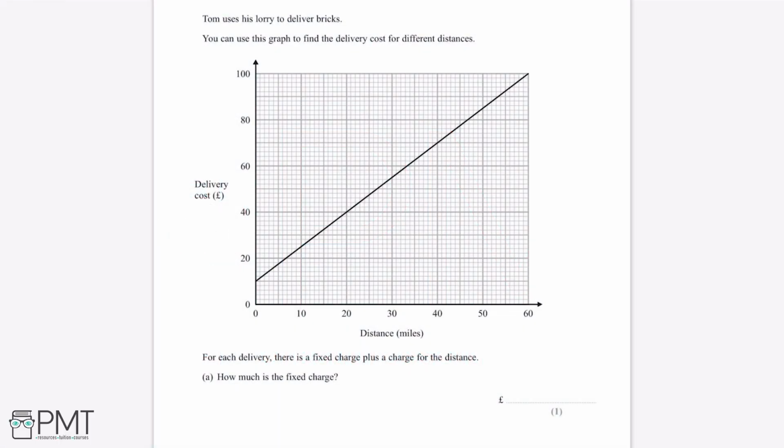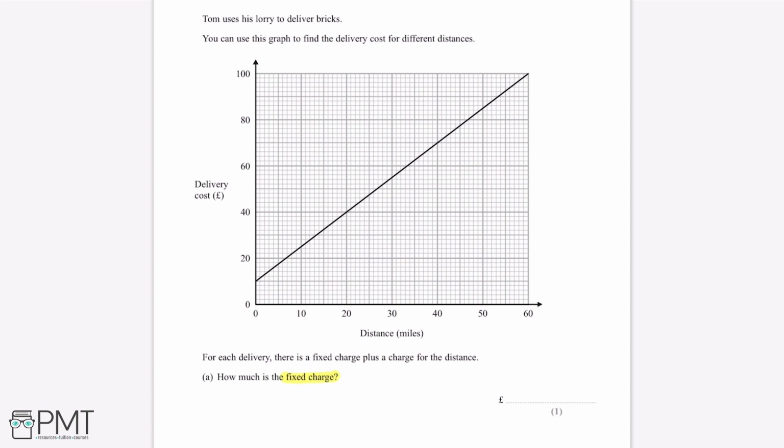Tom uses his lorry to deliver bricks. You can use this graph to find the delivery cost for different distances. For each delivery there's a fixed charge plus a charge for the distance. How much is the fixed charge? So a fixed charge is a price which you have to pay no matter what distance you're travelling. So it's the price that anybody will pay before the price for the distance travelled is added.